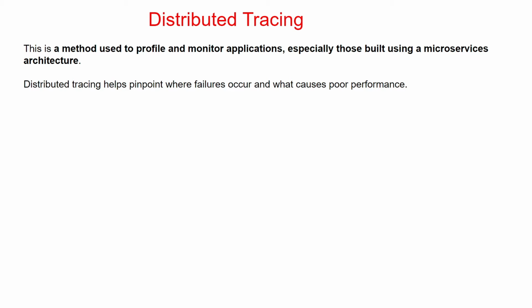What's good, guys? Today we're going to be talking about distributed tracing, which is one of the most important topics that all software engineers out there must understand. Distributed tracing is a method used to profile and monitor applications, especially those built using a microservices architecture. It helps pinpoint where failures occur and what causes poor performance.